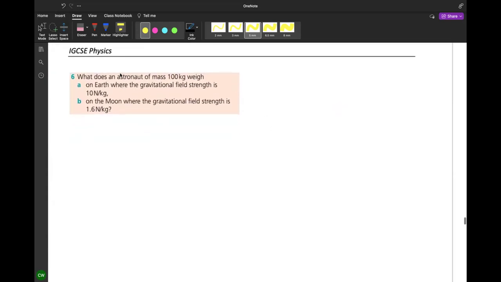Okay, what does an astronaut of mass 100 kg weigh? Astronaut is 太空人. Okay, astronaut, 100 kg. On Earth, where the gravitational field strength is this. So do you know what this is about? This is talking about the weight.